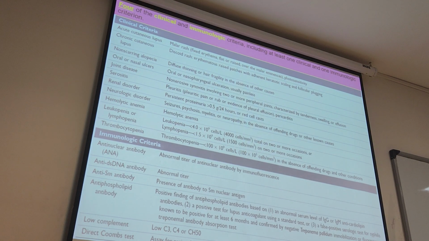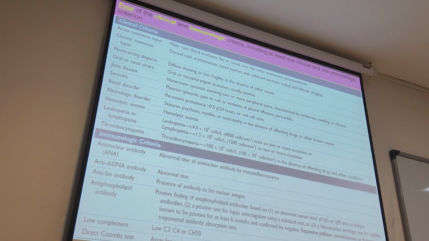So you have symptoms related to skin, mucosa, and joints, serosal surfaces, and kidneys, central nervous system, peripheral nervous system, and also, in blood tests, in CBC, complete blood count, you may see reduced number of leukocytes, or you also may see anemia and thrombocytopenia.